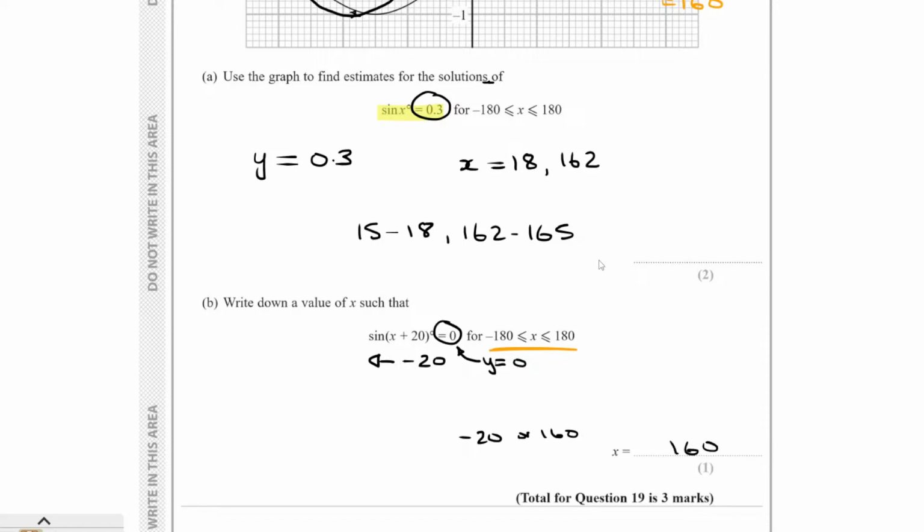Okay, it's kind of a hard one because you're having to overlap the logic of graph transformations, what that does, how that affects the coordinates, and then also where am I looking on the graph, where y was 0 in this case.